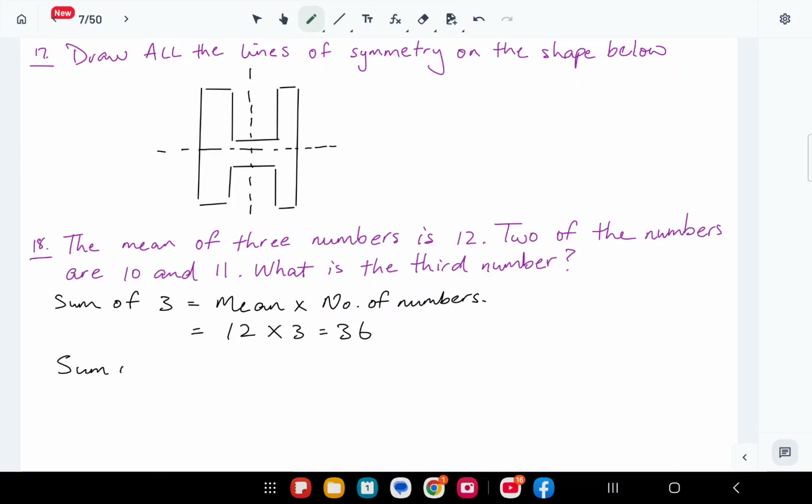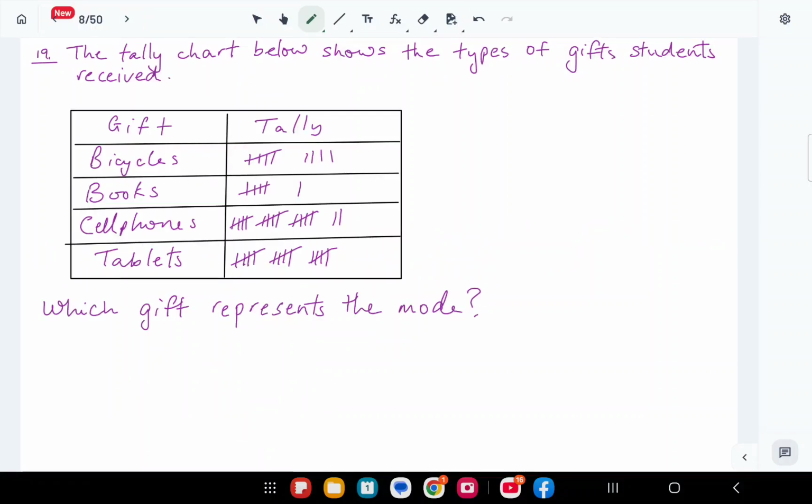Now we could calculate the sum of the given numbers, which is the 2 numbers here. 10 add 11 is equal to 21. Now to calculate the third number, we know when you add 10, 11 and some unknown number, we're supposed to get 36. So we take the total of the three numbers, which is 36, take away the sum of the two numbers given, 21. That will give us 15. So the third number was 15.